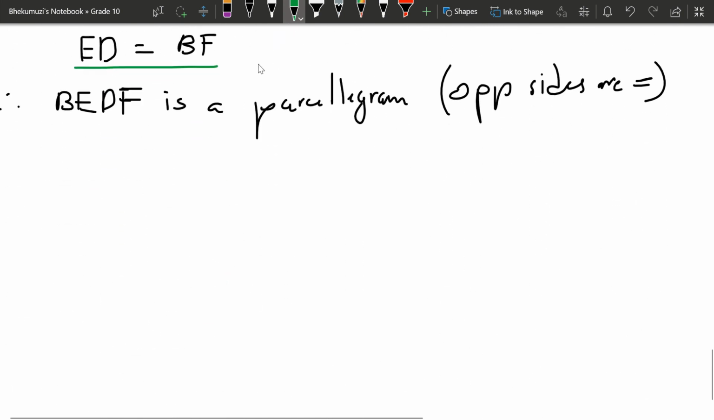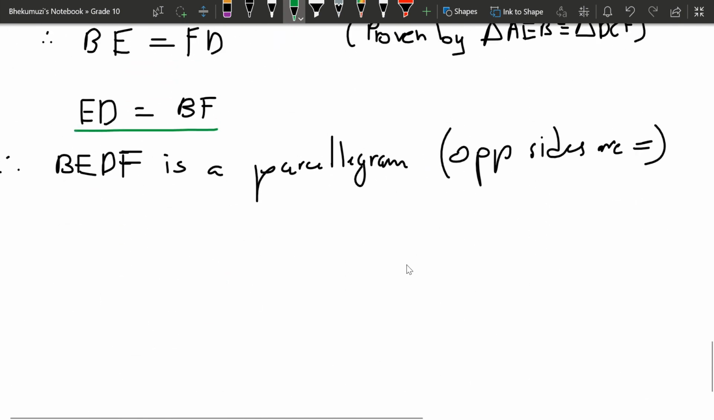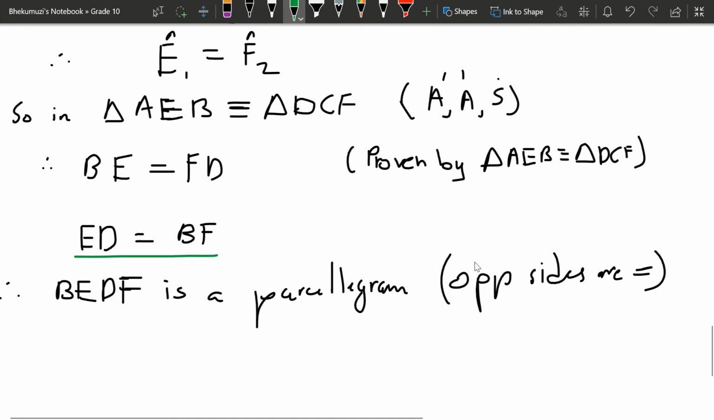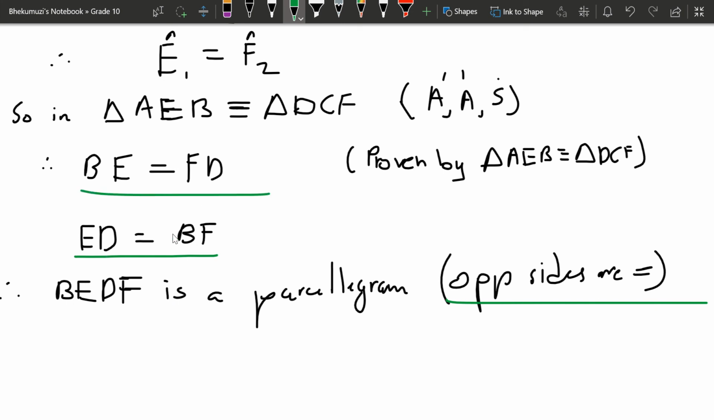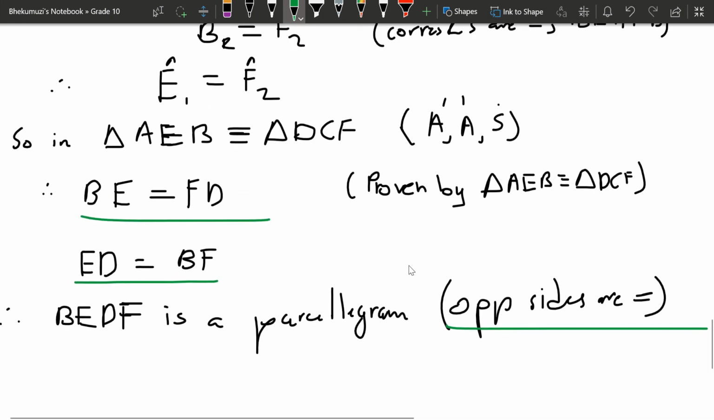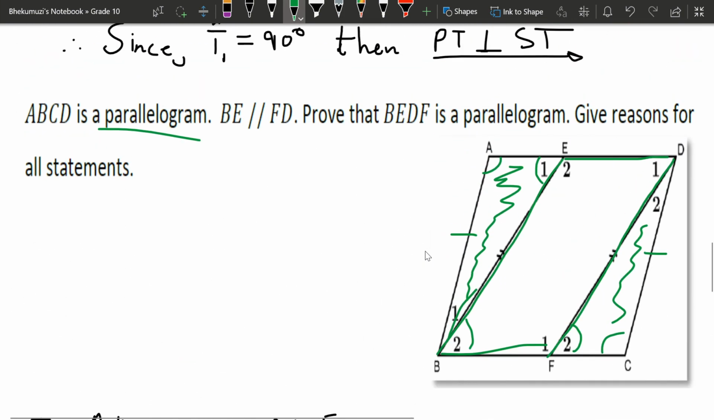So therefore, we've proven that it is a parallelogram, and so the opposite sides are equal, and that is the reason that makes them a parallelogram, because we just proved that this and this would be opposite sides of a parallelogram.